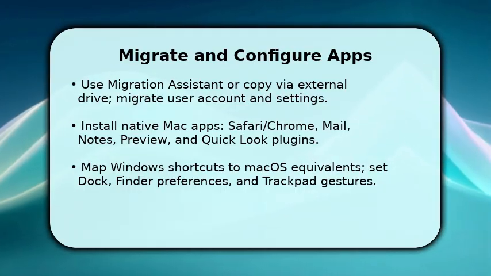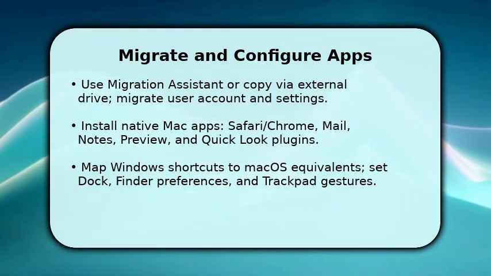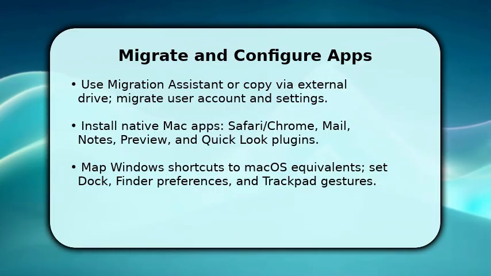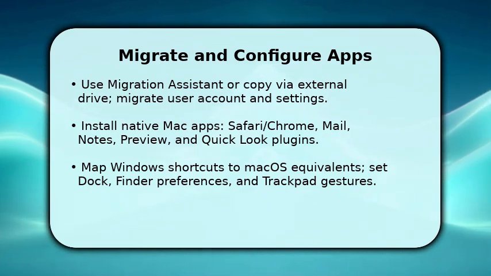Then, customize Finder, Dock, and trackpad gestures to recreate muscle memory. Remap common Windows shortcuts to macOS keys so you don't slow down. Make sure to check permissions for copied files. You finish by validating files and installing any remaining tools.